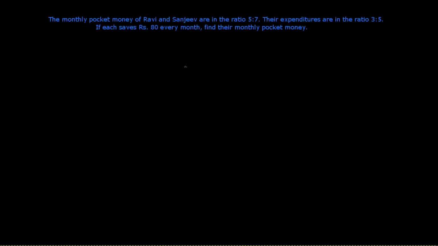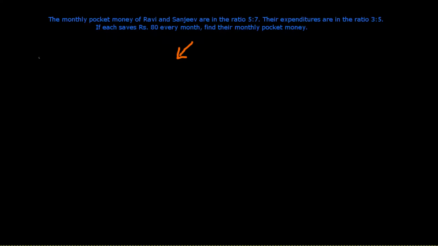These are the type of questions that you can expect, sort of word problems on ratio and proportion, and they've got nothing to do with component or dividend. It's simple ratio. The monthly pocket money of Ravi and Sanjeev are in the ratio 5:7. Their expenditures are in the ratio 3:5. If each saves rupees 80 every month, find their monthly pocket money.